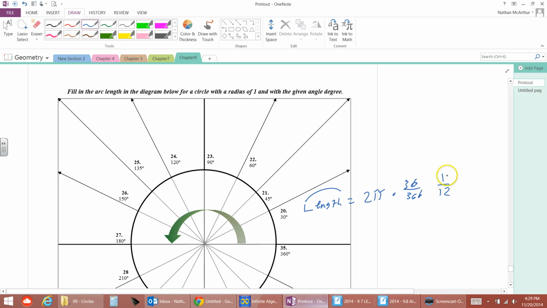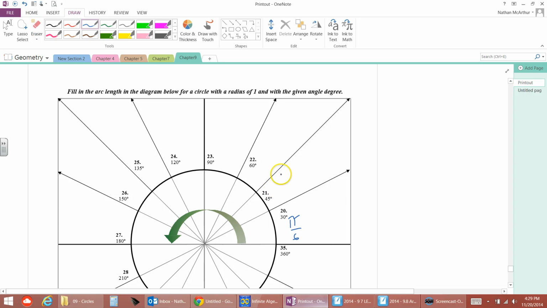Okay? And now we're going to multiply that by 2 pi. So we know we times the tops, so I end up with 2 pi over 12. 2 over 12 gives me 1 pi over 6. So my final answer for the arc length of this value is pi over 6. Problem 20 done. Let's do another example so we can make sure we got it down right.